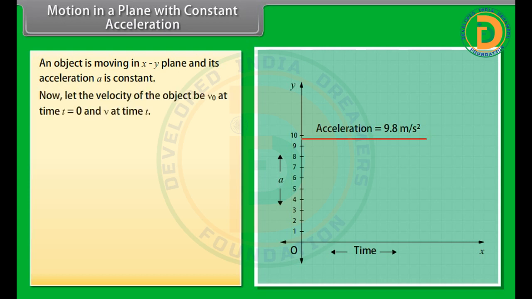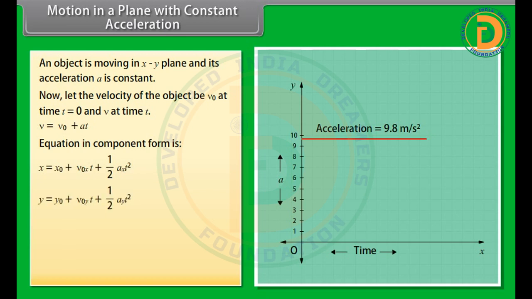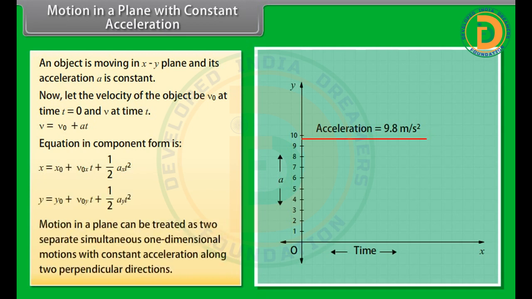Now, let the velocity of the object be v₀ at time t = 0 and v at time t. v = v₀ + at. This is the equation in component form. We conclude that motion in a plane can be treated as 2 separate simultaneous one-dimensional motions with constant acceleration along 2 perpendicular directions. These results are also valid for 3-dimensional motion.